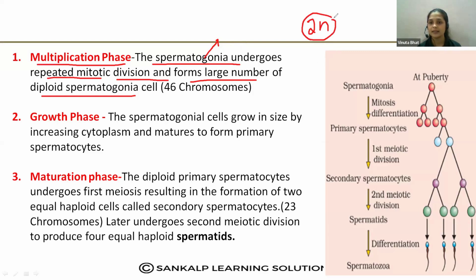If the spermatogonia undergo mitotic division, how many daughter cells are produced in the mitotic division? Please write down your answer in the chat box. How many?